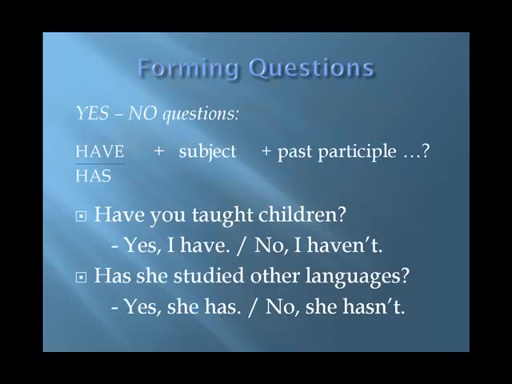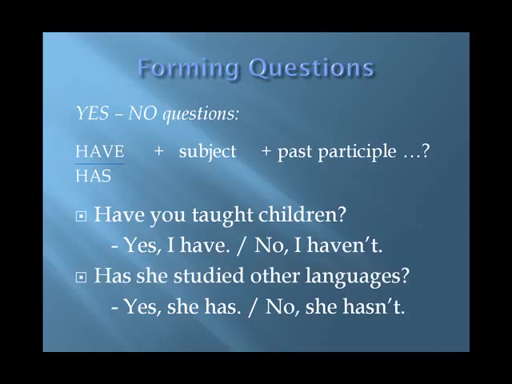Let's talk about forming questions. We'll begin with yes/no questions. Here's the structure. Use the helping verb, have or has, plus the subject, plus the past participle. Let's look at 2 examples. Have you taught children? Has she studied other languages?